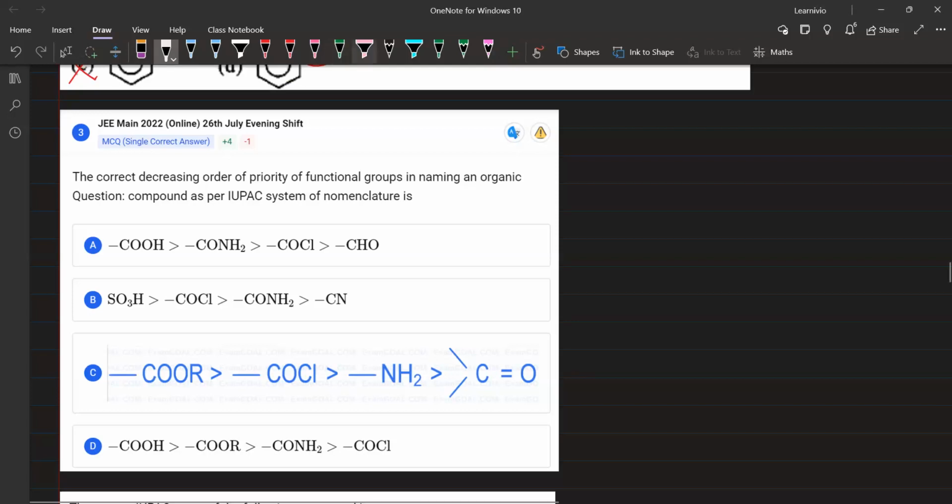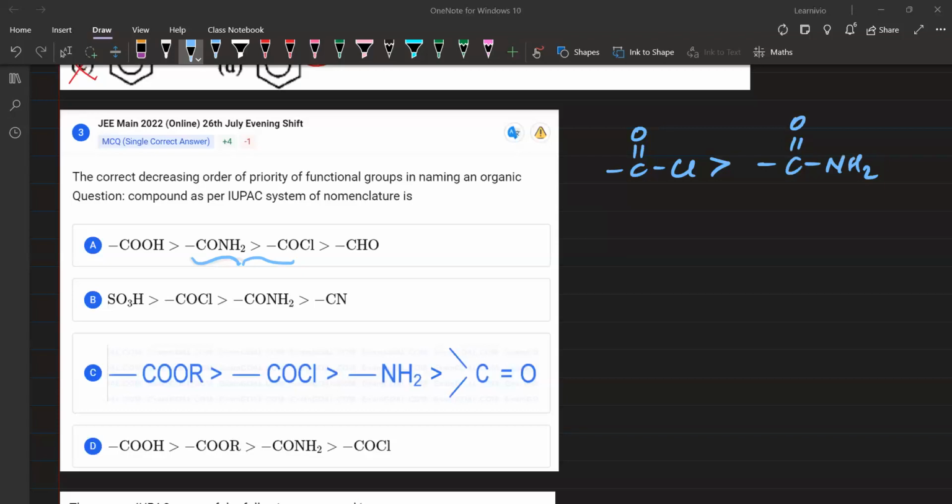Okay. Now, I think you may not know about this. What is the priority order? You must be confused regarding these two, amide and acyl halide. If you look at this order, the correct order for amide and acyl halide is, first of all, you have the acyl halide, C double bond O Cl, and then you have the amide, C double bond O NH2. This comes later, C double bond O NH2 comes later.